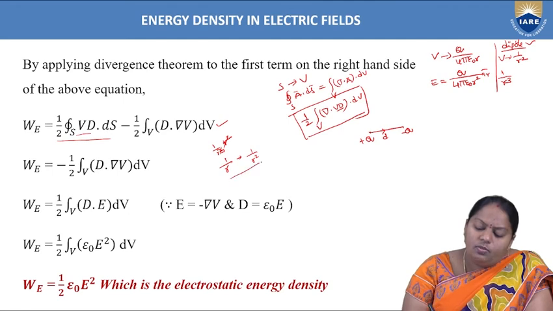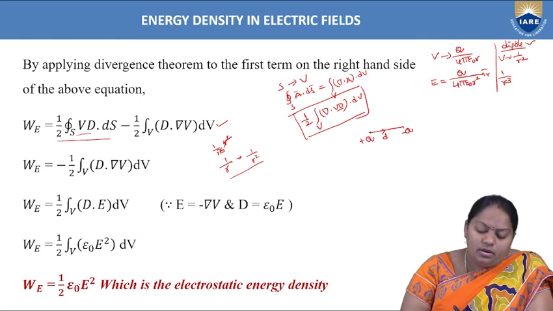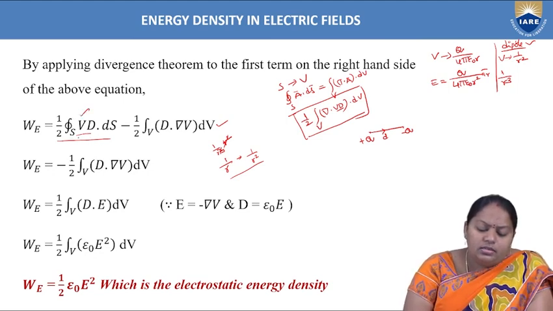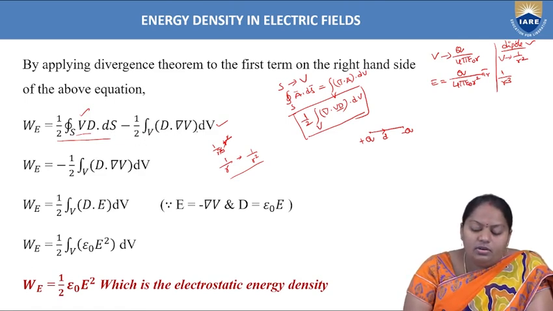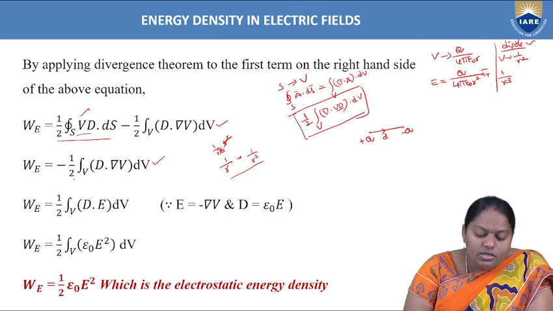If you keep increasing the denominator terms as r square, r cube and so on, then the value is going to reduce. Hence the surface integral becomes very, very small. Hence we can neglect this 1 by 2 integral S Vd dot ds. So minus 1 by 2 integral V d dot del V dV is left out, right? That is why the second term which is left out is minus 1 by 2 integral V d dot del V dV, right?